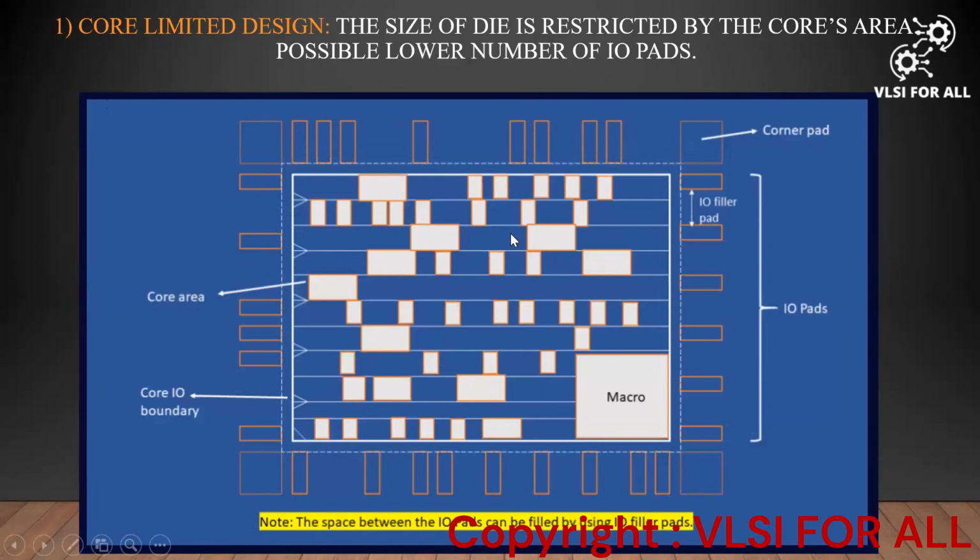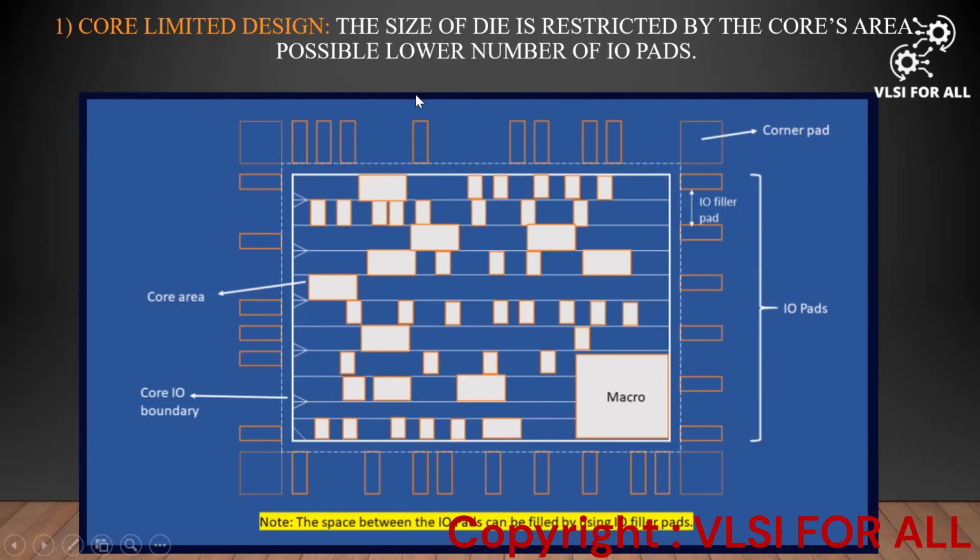So core limited design means what? This is the core area, which we are seeing in the white color. And this is the core IO boundary. Outside of that are the IO filler pads. These are the IO pads, IO filler pads, which we can say. The pads on the corners are called corner pads.